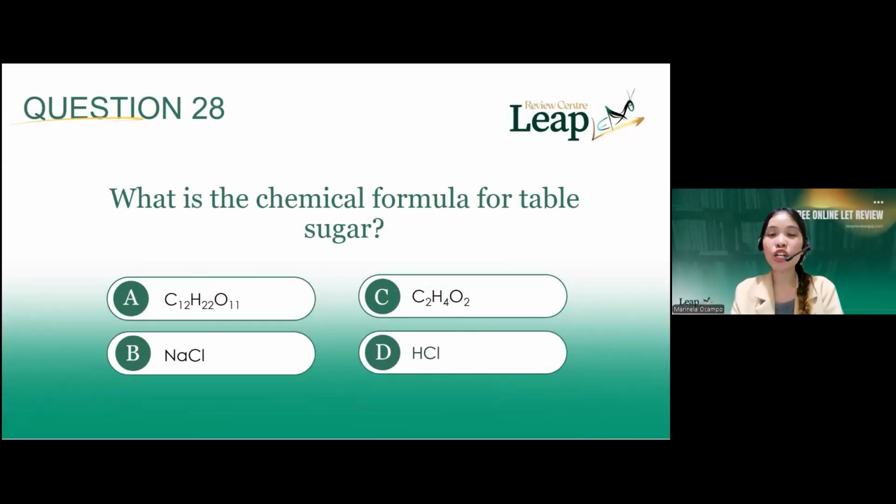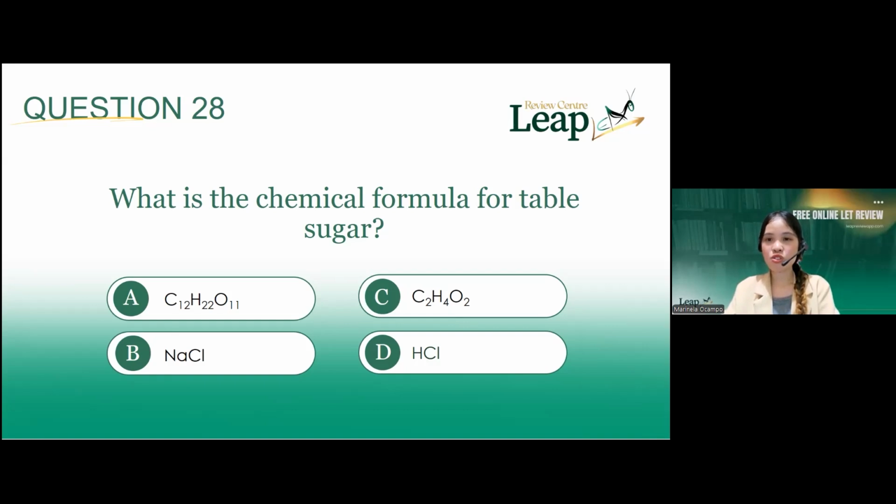Chemical formula for table sugar? So, a chemistry question. Is it A, C12H22O11, or B, NaCl? Letter C, C2H4O2, or D, HCl, or the hydrochloric acid? Later on, we will reveal the proper pronunciation and the proper naming of these chemical formulas.